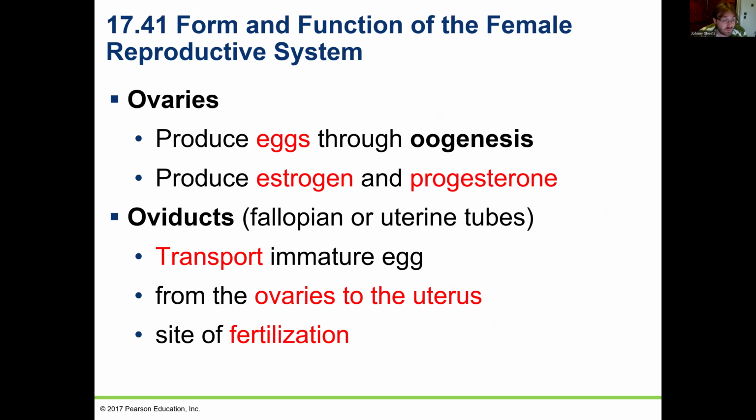All right. So the ovaries produce the eggs. It's also going to produce estrogen and progesterone. This is kind of the standard. This structure is specialized into the testicle in a male. Then you have the oviduct or the fallopian or uterine tubes. This is going to transport the immature eggs from the ovary to the uterus, which is going to be the primary site of fertilization.